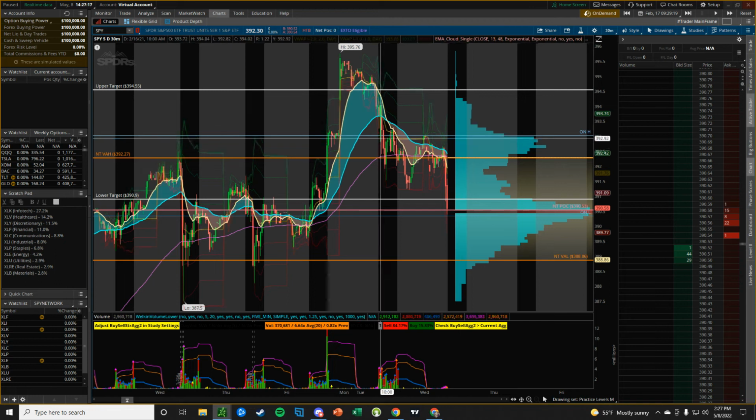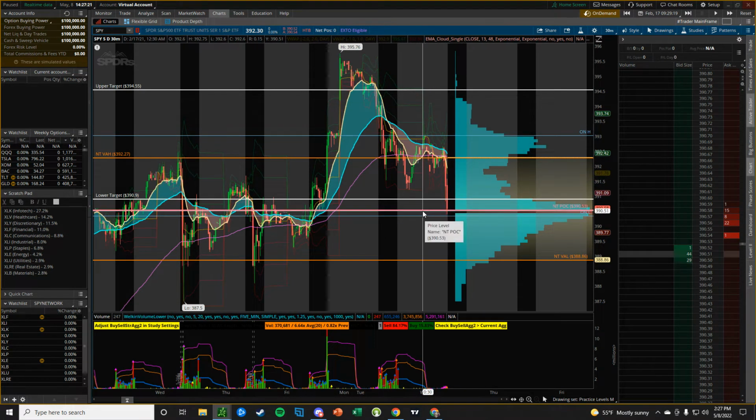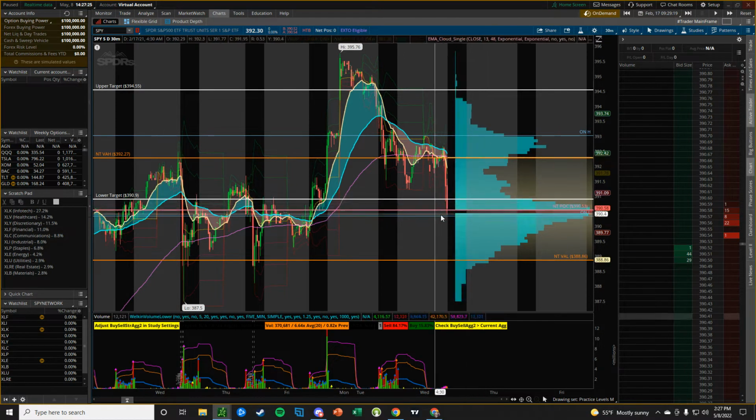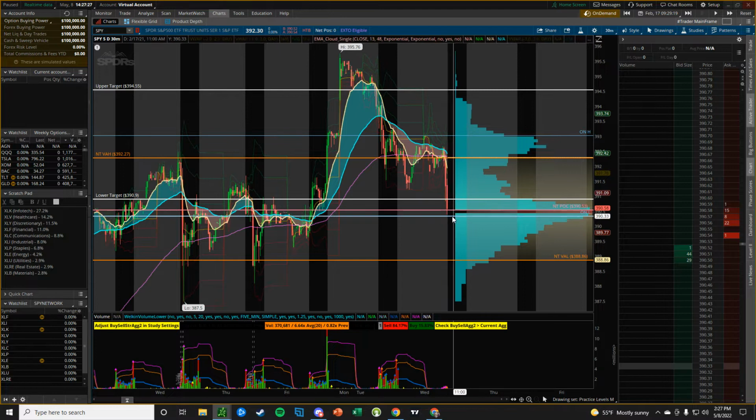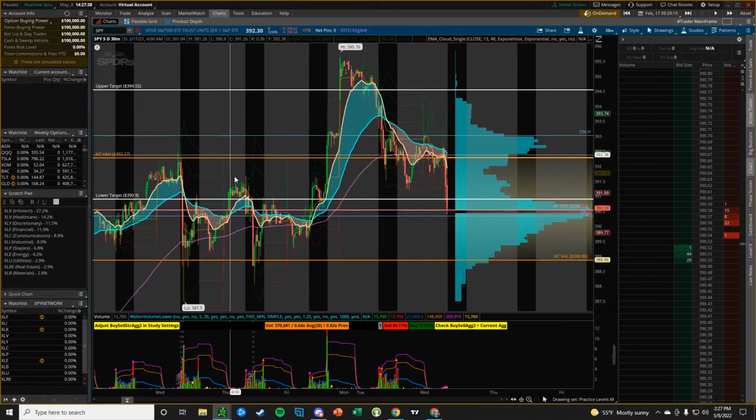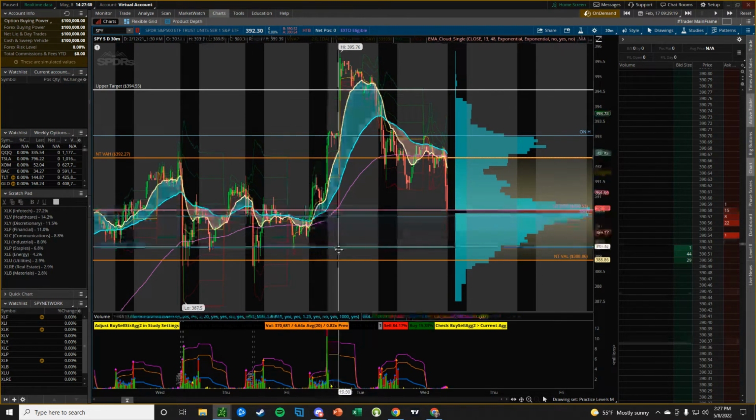So let's try and figure out where our potential upper and lower targets should be today. Well, if we end up breaching this point of control and our overnight low, it definitely makes sense that we would test out the value low again. That seems to hold some pretty good water there. So we're going to assign our lower target to the value low.